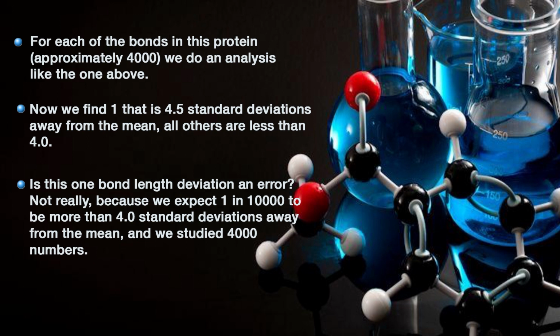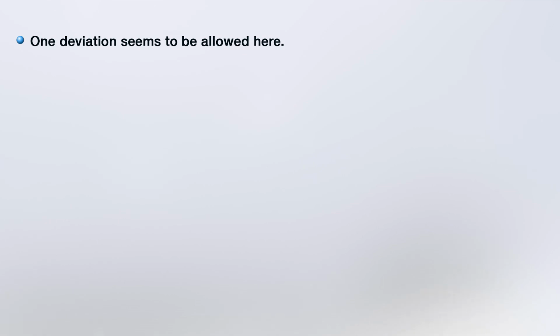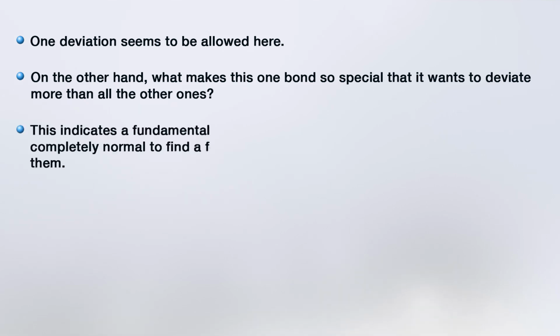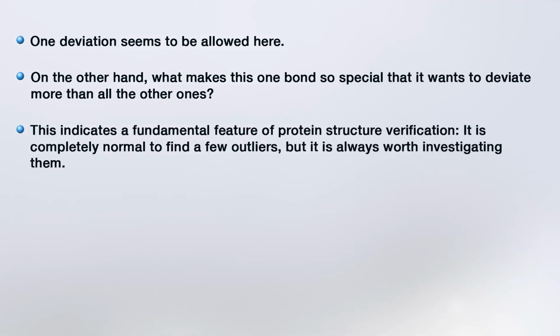Is not that. One in 10,000, and to be more than 4 standard deviations away from the mean, and hence we studied 4000 numbers, wherein 1 in 10,000, keep it in mind. One deviation seems to be allowed here. On the other hand, what makes this one bond so special that it wants to deviate more than all the other ones? This indicates a fundamental feature of a protein structure verification.